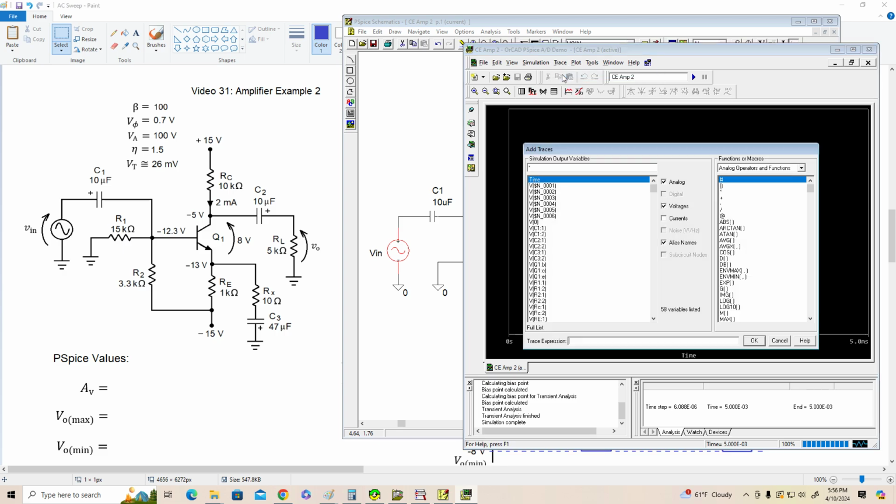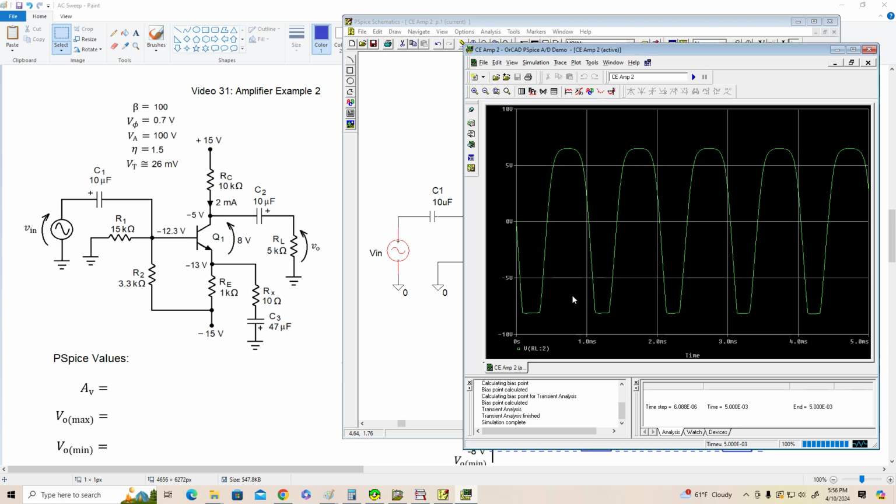So we hit add trace, VRL2, and there we go. So we see we're getting some pretty hard clipping on the negative going portion of the waveform, but softer clipping on the top, okay? And that's normal for this kind of amplifier. We're going to talk a lot more about this kind of clipping and this distortion later on. It's going to be very important to us.